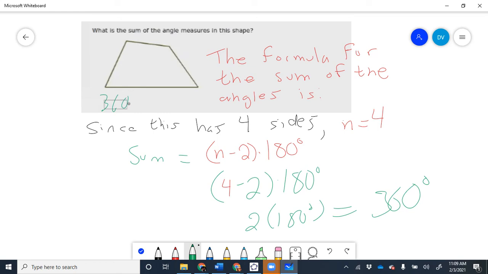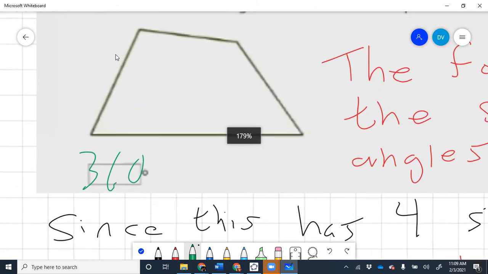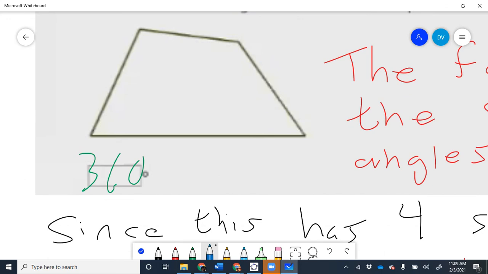Now, how did I get that? I want you to remember that we can always break down any polygon, any shape that we have into triangles. There's more than one way to do it. So if we look at this shape, if I were to draw a line like that, didn't I just form 2 triangles? Good.